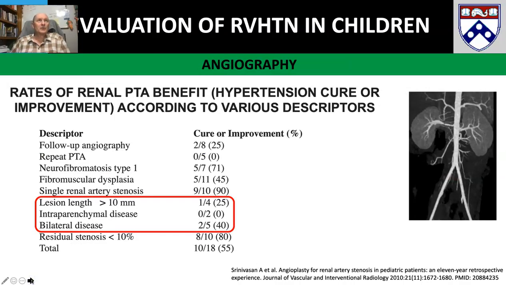The other important thing about looking at these children is to do angiography. We've had a great deal of success with the angiography, especially more recently where we have been using cutting balloon angiography. However, where the lesion's over 10 millimeters in length, so a centimeter, or there's deep disease, or there's bilateral disease, success rate has not been as high.